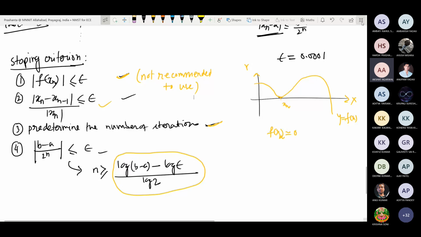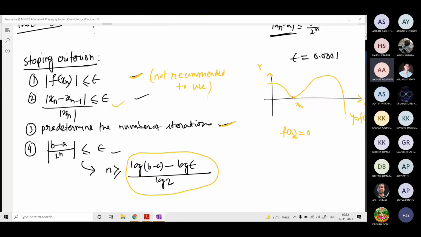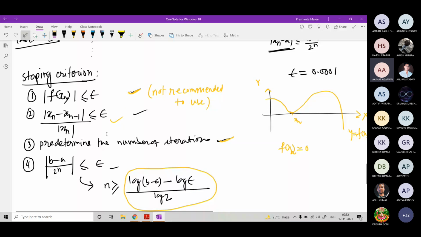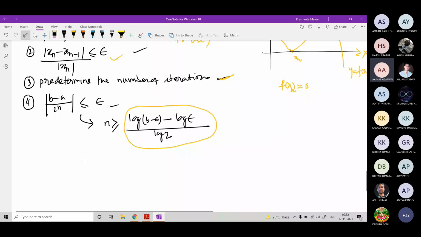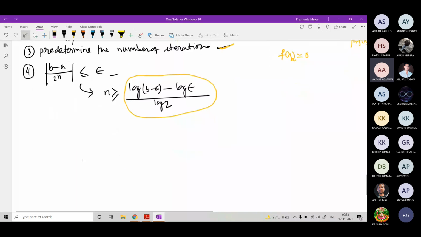Is the time over, or do we have time? Can I discuss one more method? Will time permit? Or shall I stop today? If I start, I will not be able to finish. Okay, then I'll be stopping here.